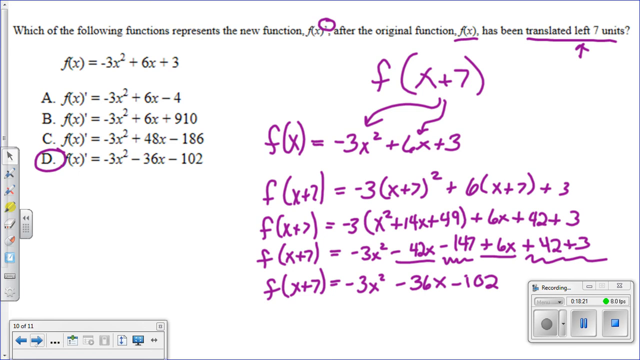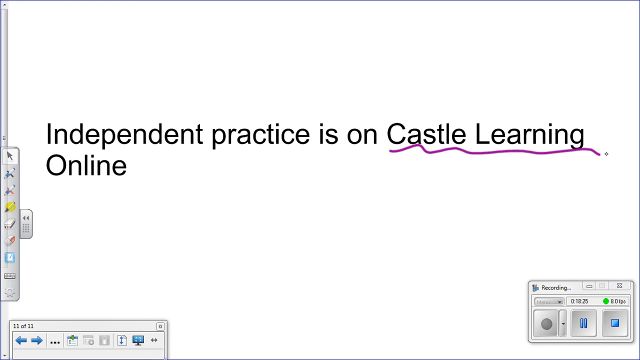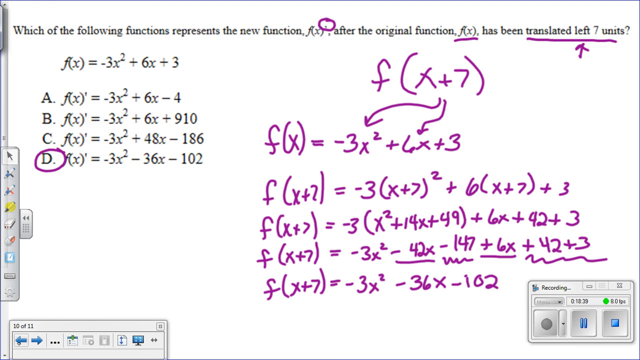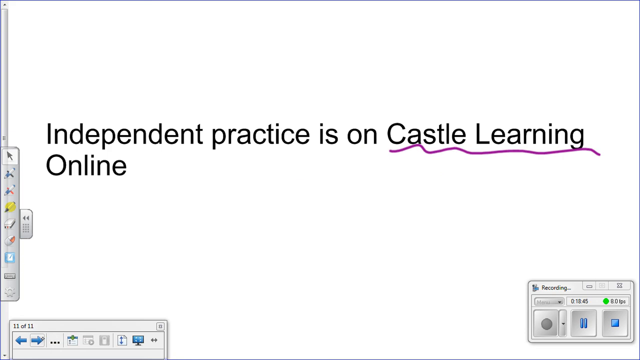It's D. What I'd like you to do right now is get on Castle Learning Online. They had a lot of great questions on this. Some of them are old Regents exam questions. There's about 15 of them, but a lot of them are very, very fast because they're just asking what would happen. Would it go left or would it go right? Would it go up and down? So some of these are pretty quick. I did give you about 3 of these last type questions, and those can be a little tricky. So good luck, and contact me if you have any questions.